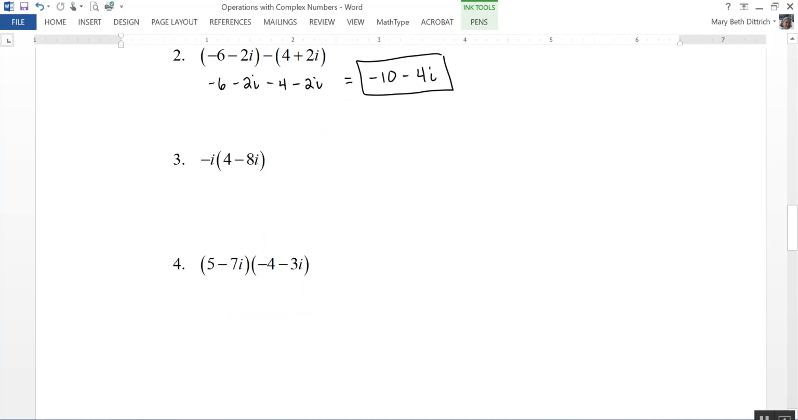Here we have -i times the quantity 4 minus 8i. And so I'm just going to use the distributive property. -i times 4 is -4i. -i times -8i is a positive 8i squared, because i times i is i squared, but recall that i squared is -1. So this is the same as -4i plus 8 times -1, or -4i minus 8, but let's write that in a plus bi form, -8 minus 4i.